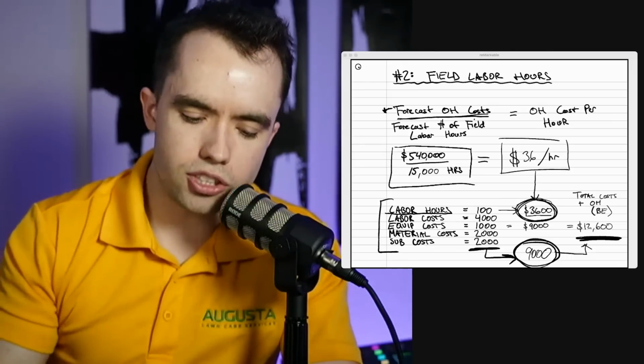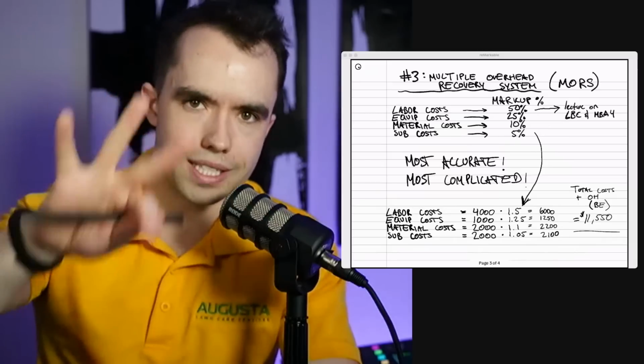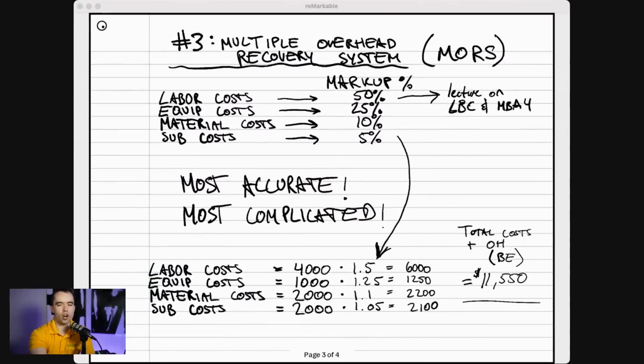All right. So let's go ahead and move on to the third type of overhead recovery system, which is called MORS, which is the multiple overhead recovery system. This is the most accurate. It's also the most complicated to calculate accurately. And I feel like most companies under a couple $1 million in revenue, when they try to do this themselves without getting a consultant involved that really digs into all the numbers, usually messes this up. I'll just be perfectly honest.